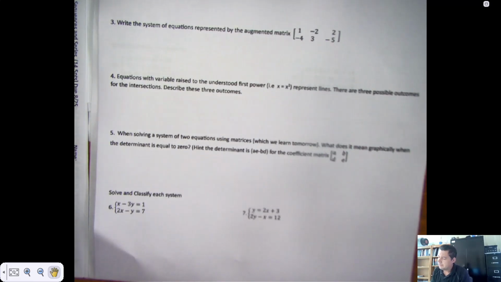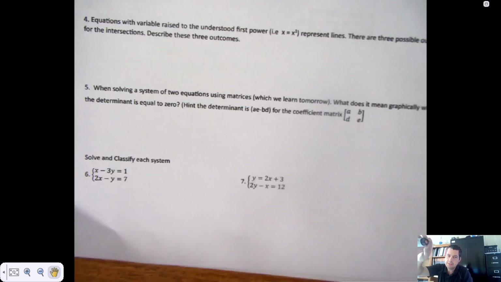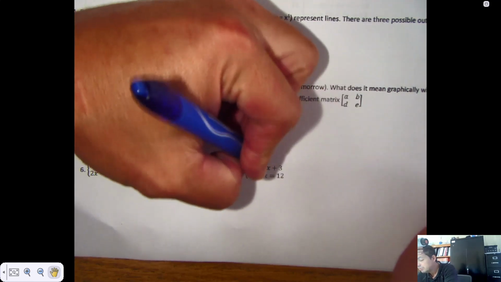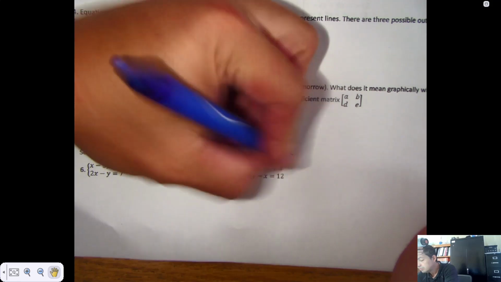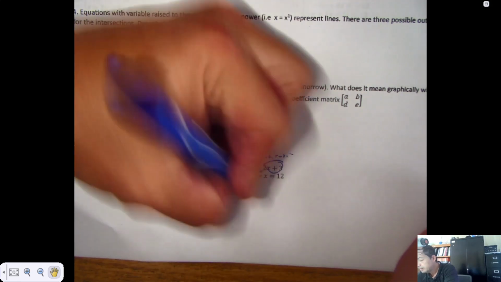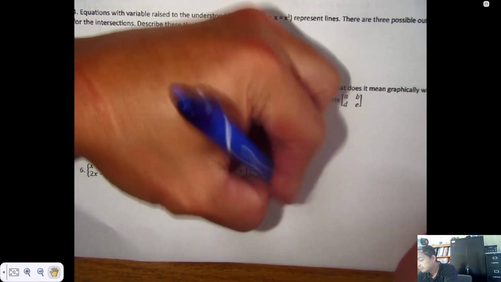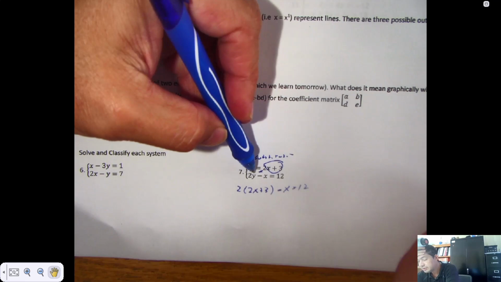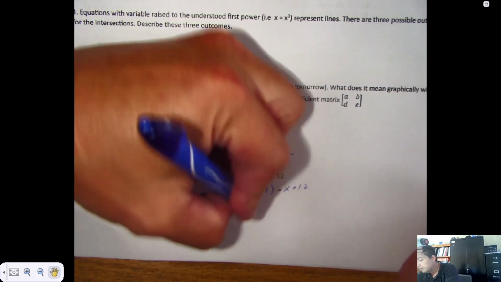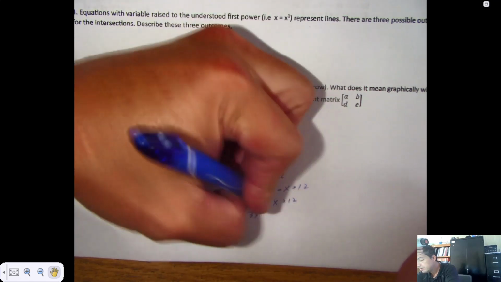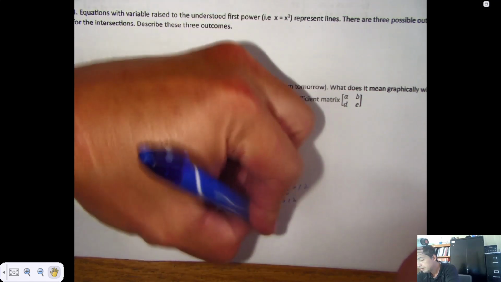Let's see here. Solve and classify each system. I'll look at 7. Number 7 is looking like substitution is probably the best way. The way it's written, I would probably use substitution. So I can take that and throw it there. Everywhere I see a y, I put 2x plus 3. So I replaced that y with 2x plus 3. That'll give me 4x plus 6 minus an x is 12. 4x minus x is 3x. 12 minus 6 is 6. My x value is 2.